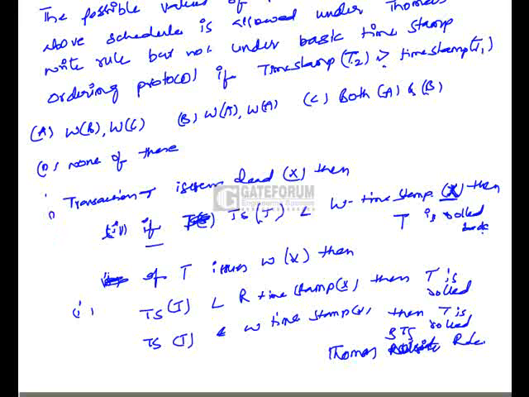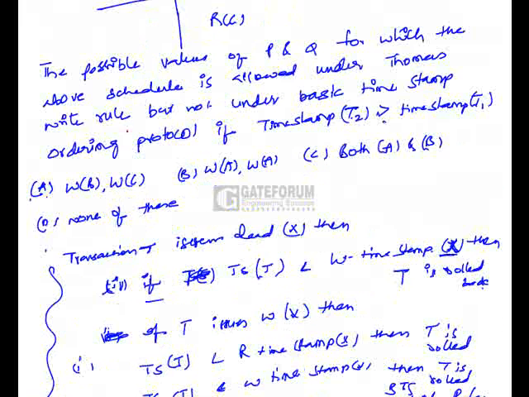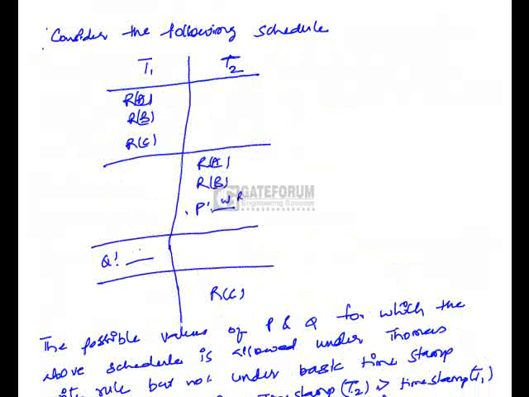So these are the conditions with respect to basic timestamp ordering and Thomas Write rule. Here we have to find the values of P and Q such that this schedule is allowed under Thomas Write rule but not allowed under basic timestamp ordering protocol. So if you see option A, it is given as write B and write C. That means the P value is write B and the Q value is write C. Let us check with this option.